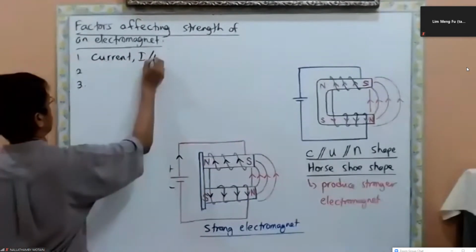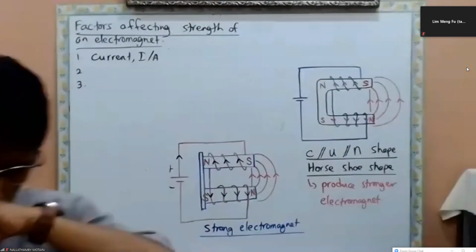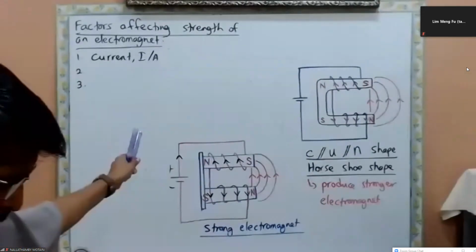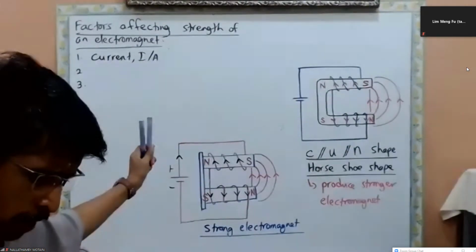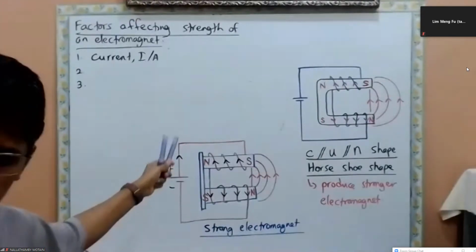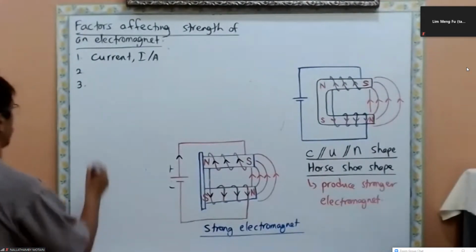Electric current. The current that flows. I don't know which year, but they asked. Oh, sorry, SPM 2010. Yeah, they asked 2010, and plus one more here. If not mistaken, 2016. Yeah, they asked this. And one more is number of turns of coils.